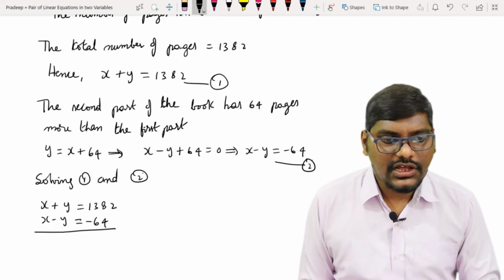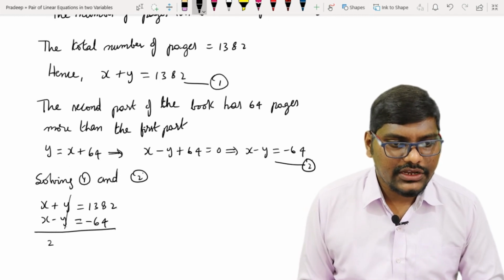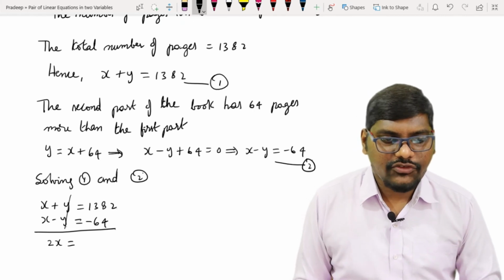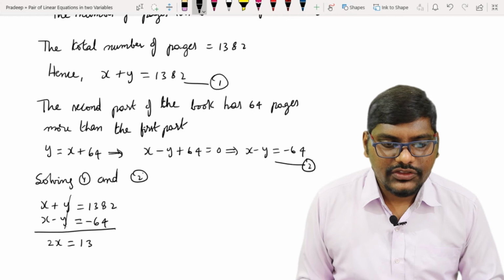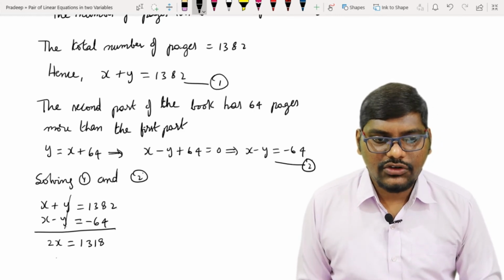Okay, so now we'll solve them. Plus 5 minus 5, both of them will get cancelled. So x plus x, we are getting 2x, whereas 1382 minus 64, that we'll be getting as 1318. Okay, so this is again x equal to how much?